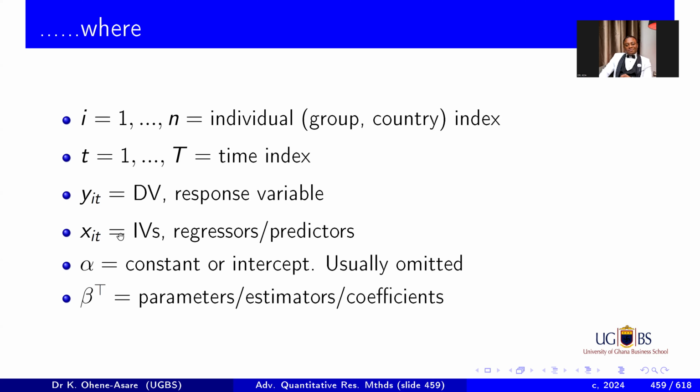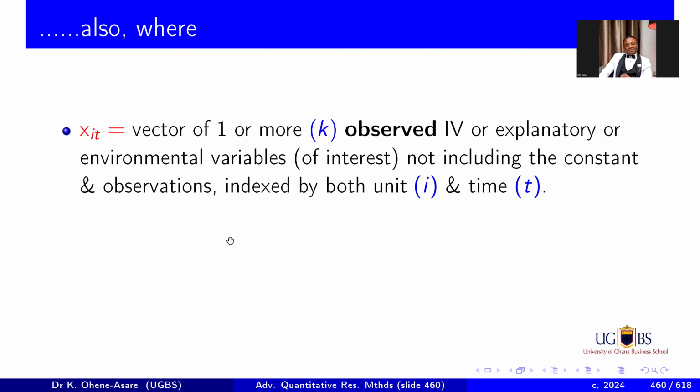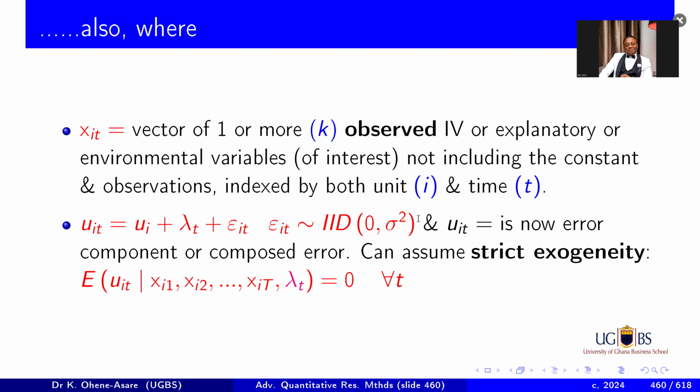What does the X mean? The X are the regressors, the independent variables. There are several of them. These environmental, or sometimes even called explanatory variables, are the variables of interest. But when you are doing your thesis, guys, you will notice that sometimes you have to focus on one or two of these variables. Don't focus on all of them. And remember that the XIT does not include the constant. The constant is separate.